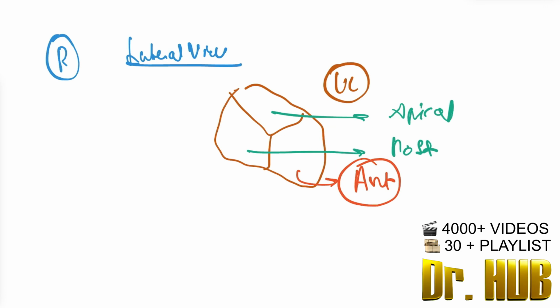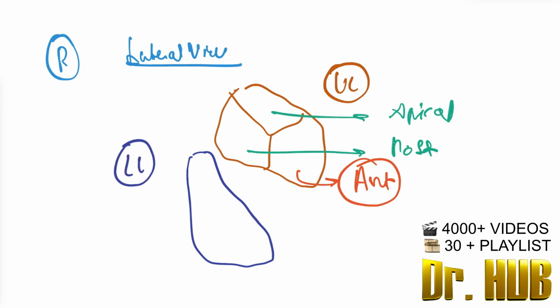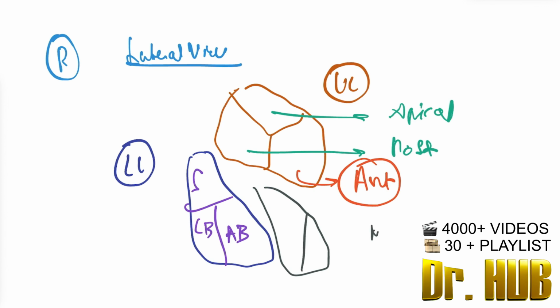Next we look at the lower lobe, the LL. Under the lower lobe, it includes the superior, the lateral basal as well as the anterior basal. Next, this is the middle lobe. Under the middle lobe, there is a lateral as well as the presence of the medial.